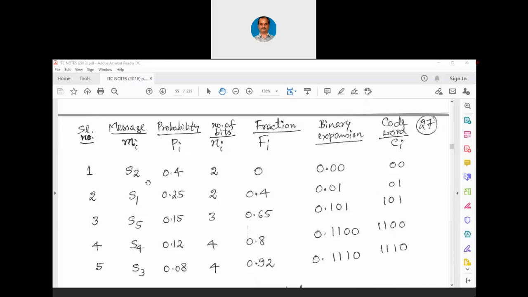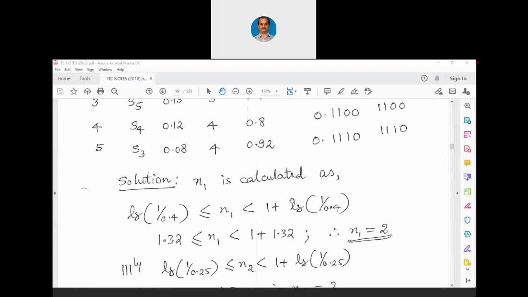You can see S2 is arranged first because its probability is highest, 0.4. Then S1, then S5, then S4, then S3. That is 0.4, 0.25, 0.15, 0.12, 0.08. Now, we have to find out this number of bits Ni. Let me come back to this tabular column later on after showing you the procedure for each step. Otherwise, you will not understand this now. I will come back to this later on. Let me show you the solution.